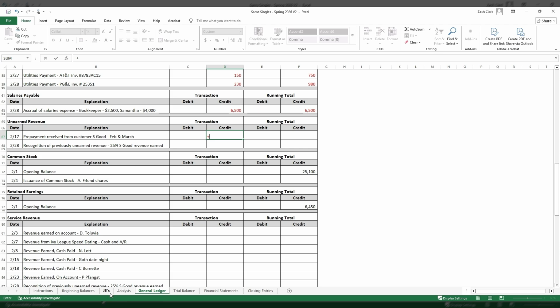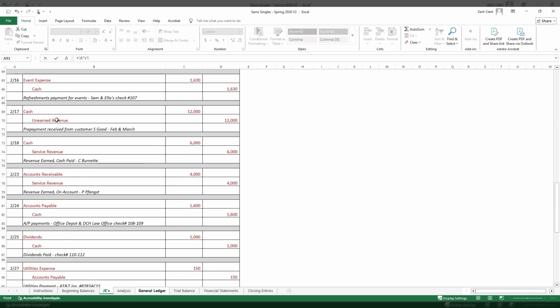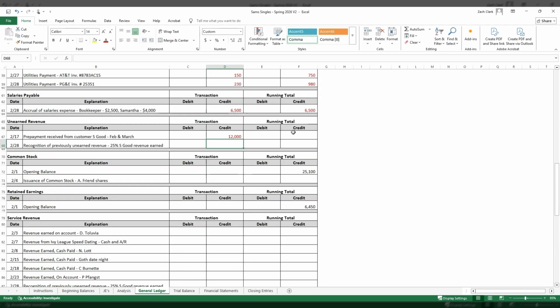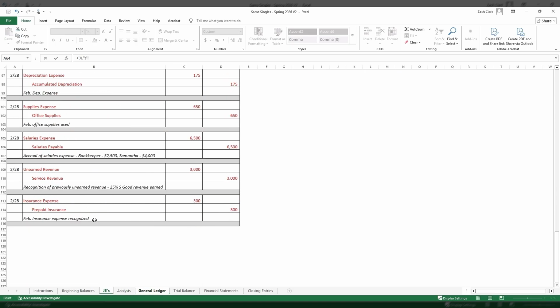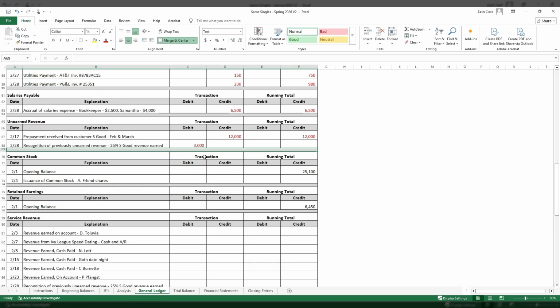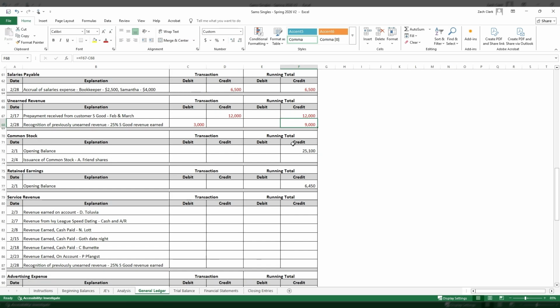Okay, we had 2 unearned revenue transactions. The first one was on the 17th, so let's go back there. So there's our credit for the initial prepayment from our customer. And then later, through our analysis, we determined that we had a reduction in unearned revenue of $3,000, so a debit. Subtract that out, and we have an ending balance of $9,000 in unearned revenue, still to be earned in the future.